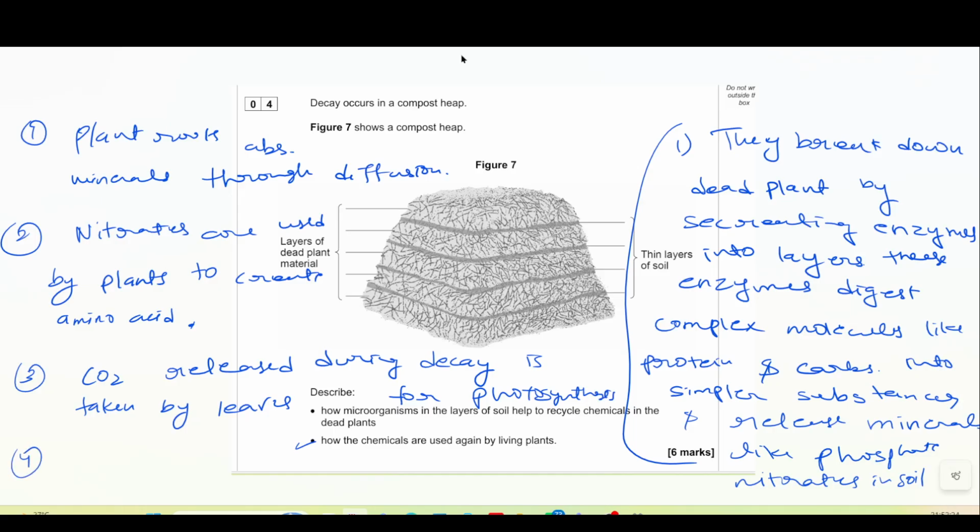and after that it creates glucose. So this is how chemicals are used. They use nitrates and make glucose. Should I erase it?